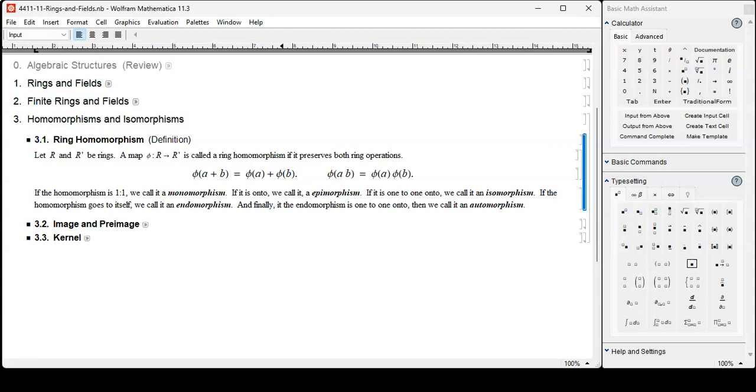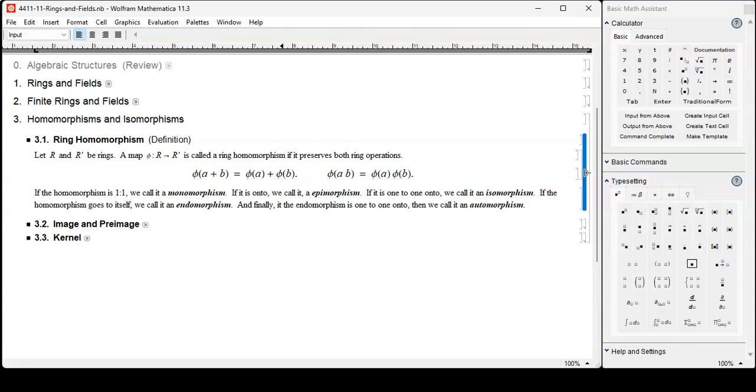A map phi from one ring to another ring is called a homomorphism, or ring homomorphism to be a bit more specific, if it preserves both ring operations, both the addition and the multiplication. And then we use the same terminologies: monomorphism, epimorphism, and isomorphism. If the homomorphism is one-to-one, then monomorphism. If it is onto, an epimorphism. If it is both one-to-one and onto, then it's called isomorphism.